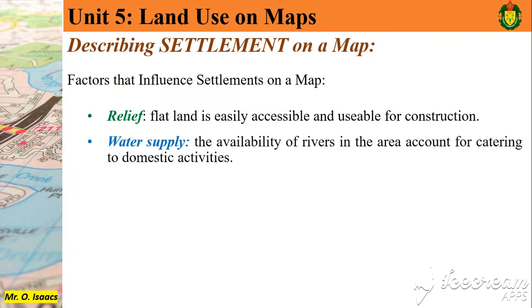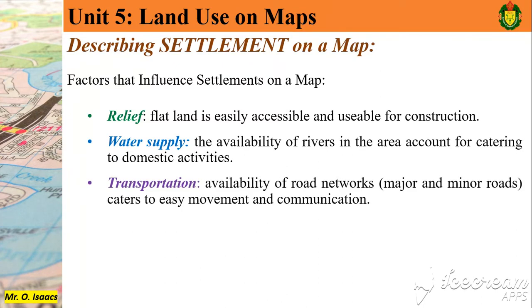So when you look at a map, there are several factors that influence settlements. The first one is relief. When we speak of relief, we speak of the land itself, the shape of the land, whether it is flat or steep. How do we know this on the map? We use our contour lines to determine that. And we know that it's better for persons to construct on flat land. So in that case, you'd have more persons located on a flat area versus a steep area.